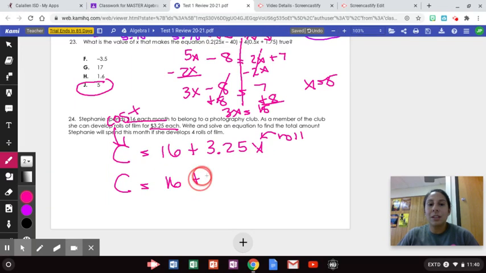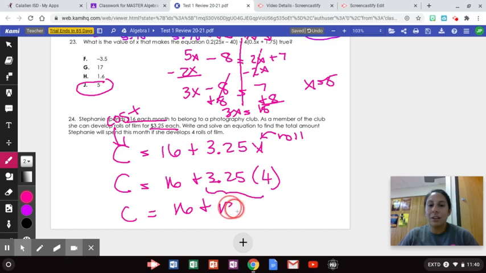Here it wants to know what the cost is if she has 4 rolls. So 16 plus 3.25 times my 4. So the cost is going to be equal to 16 plus, this is going to give you $13. So the total cost comes out to $29.